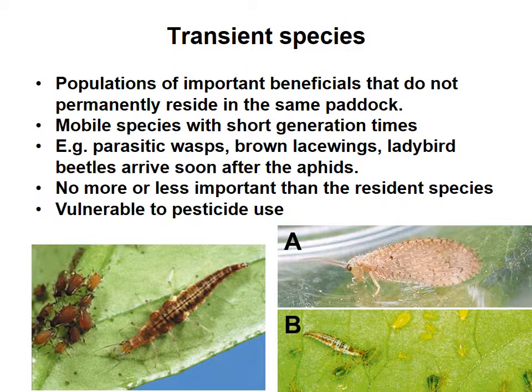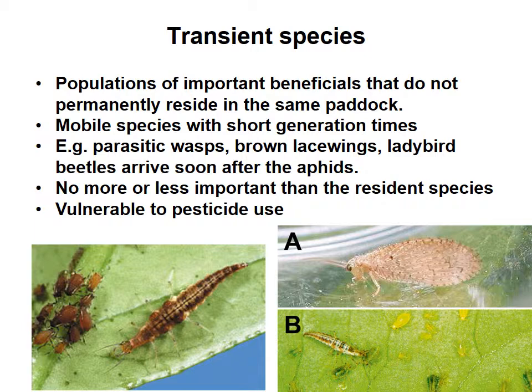Transient species are populations of important beneficials that do not permanently reside in the same paddock. These tend to be mobile species with relatively short generation times, that is weeks compared with months or years. And they tend to follow the movement of their prey or hosts. For example, these occur in a whole range of crops where different species of aphids form colonies.